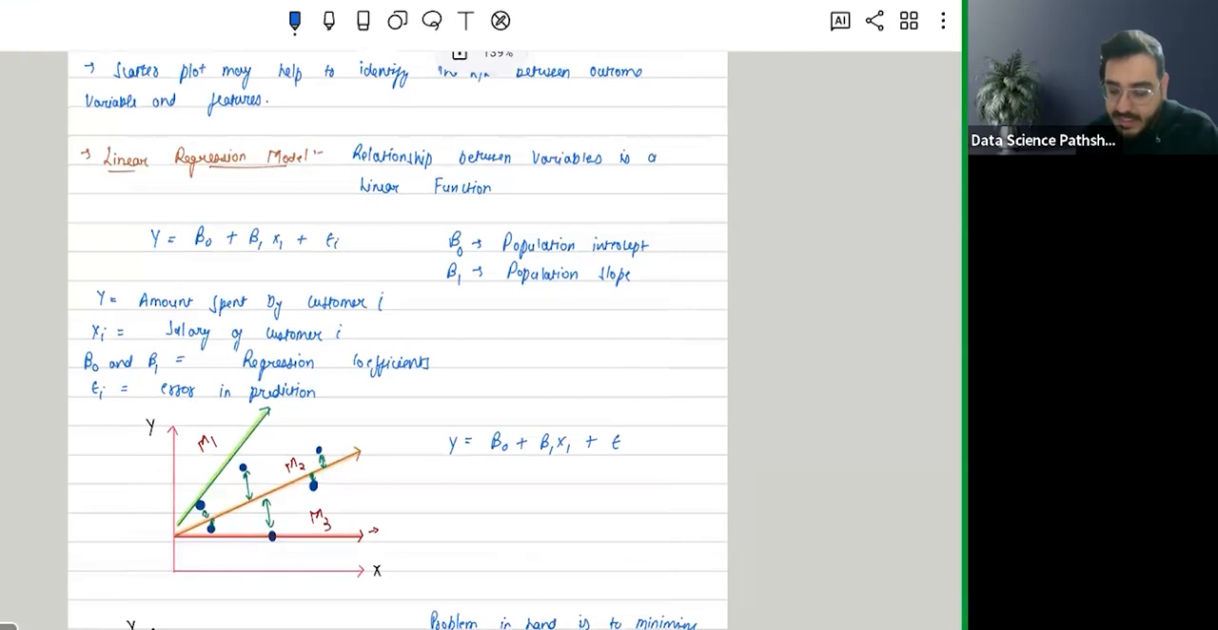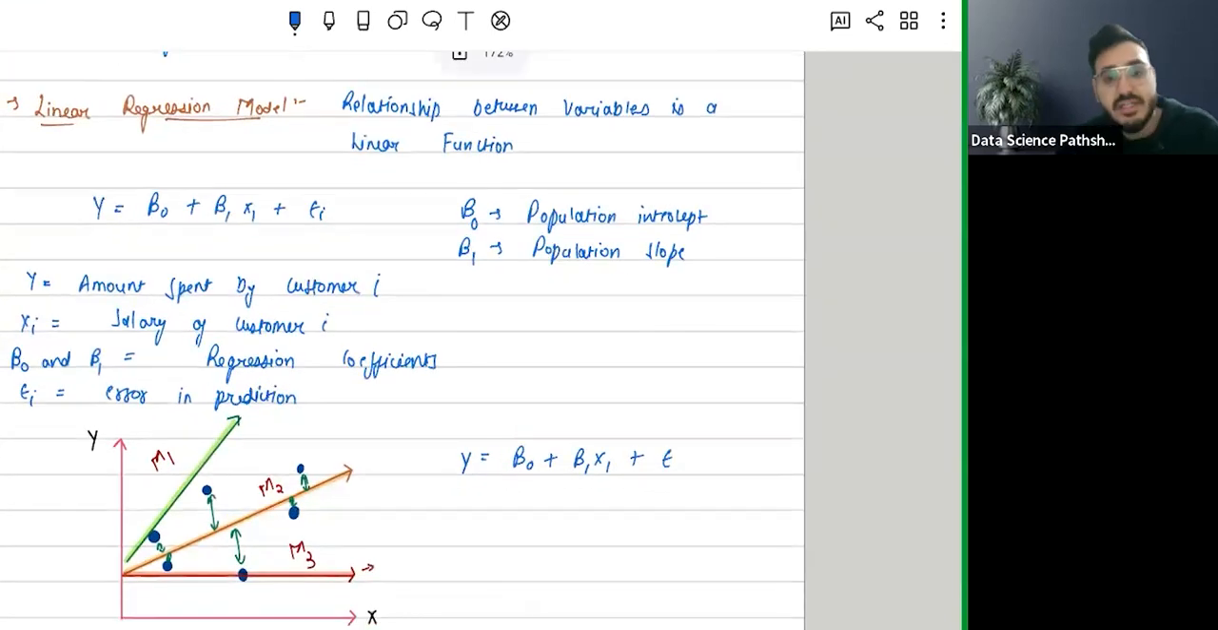So we have a linear regression model, right? What is linear regression? The relationship between variables is a linear function. That's something that we estimate. Now this is known as the linear regression equation. We have beta naught, which is the intercept. We have beta one, which is the population slope, and then we have an error.